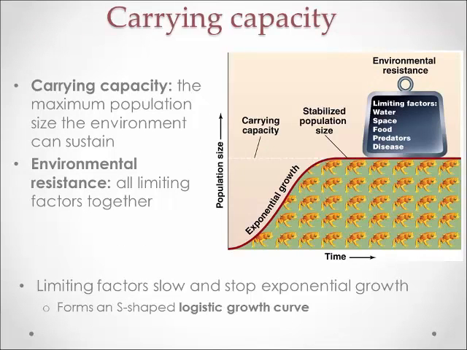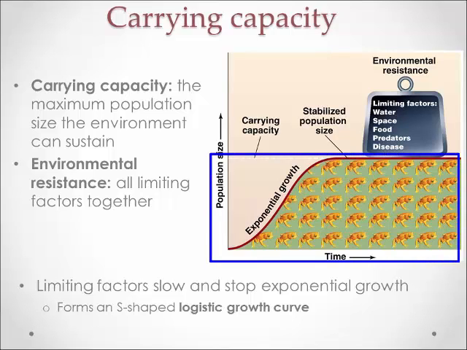A population will continue to grow exponentially until it reaches the carrying capacity, or the maximum population size the environment can sustain. The carrying capacity is determined by limiting factors, such as water, space, food, and disease. All the limiting factors together account for what is called environmental resistance. Environmental resistance stabilizes the population at its carrying capacity. Limiting factors slow and stop exponential growth, causing what is called logistic growth. Logistic growth, when graphed, looks like an S-shaped curve.